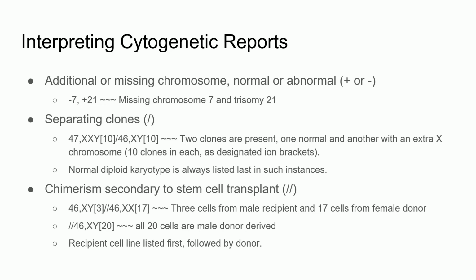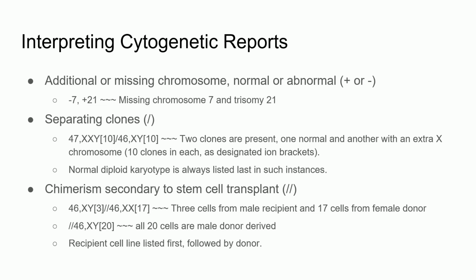Sometimes there may be more than two clones present, in which case we list the longest abnormal karyotype first, then the second longest, and if there are normal clones present, they will go last again. The numbers placed in brackets at the end of the karyotype tell us how many cells were identified with that karyotype. In this case, 10 cells were identified for each clone.